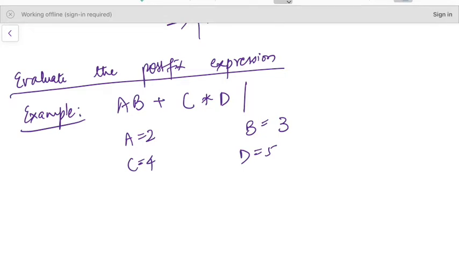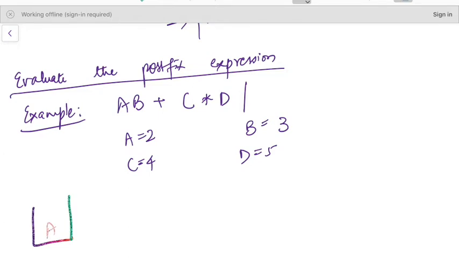So what happens in a computer is there is a stack. Since, in Infix to Postfix, we were putting the operators in the stack, what should happen while evaluating the Postfix expression? The operands should be in the stack. Are you getting my point?